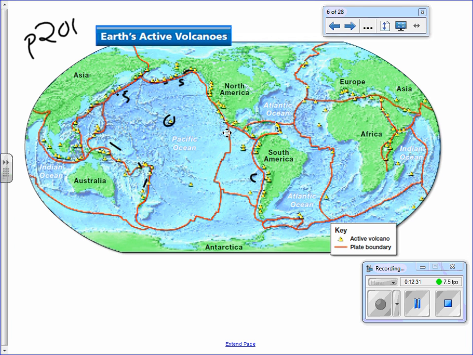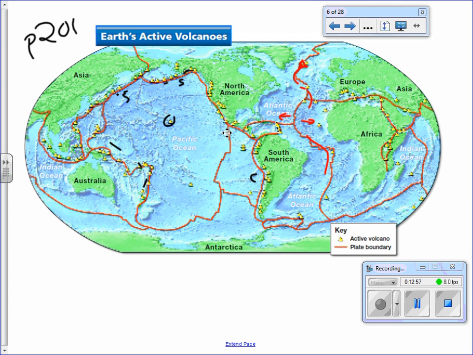Okay, and then over here, this right here is Iceland. This is the mid-Atlantic ridge, so this is the divergent spreading zone. And we'll have volcanic activity here. Most of that's totally underwater. However, in Iceland, that actually comes to the surface. All of Iceland is a volcanic island that is formed from these mid-Atlantic ridge volcanoes.